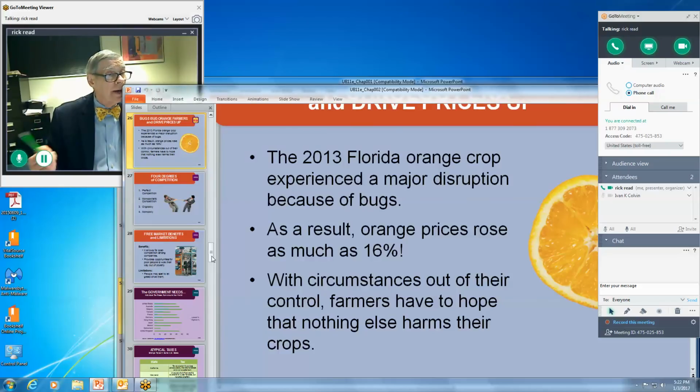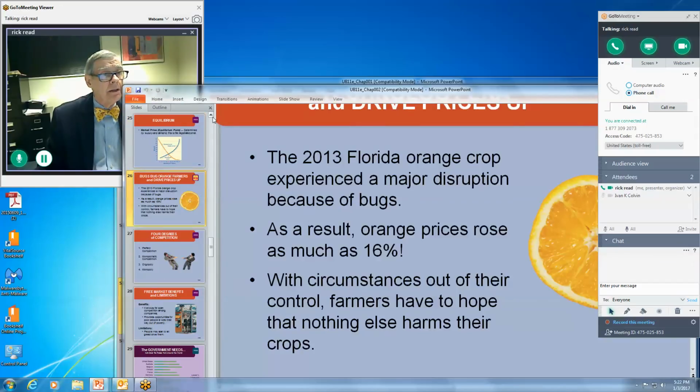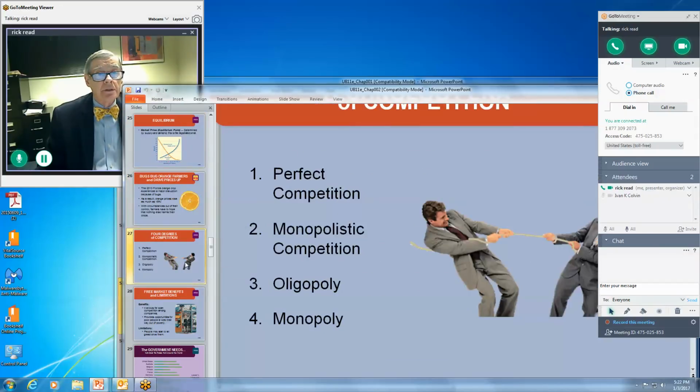Prices rose by what it says here, 16%. So if there's no control here whatsoever of supply and demand, then we're going to have obviously a lot of problems. We find that there are 4 types of competition. Perfect competition, which doesn't really exist. It did exist one time in diamonds because the only diamonds were found in a certain area of South Africa. That's no longer true today, so there's more competition with diamonds.